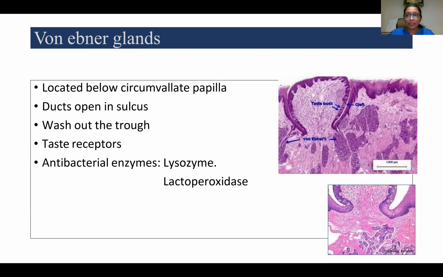Coming to the von Ebner's gland, the main function is that the ducts are going to open into the sulcus and wash through the taste receptors. That is, whatever taste is perceived is going to be washed out with the help of the von Ebner's gland, and the next taste can be perceived again. And these are located below the circumvallate papilla and have antibacterial enzymes such as lysozyme and lactoperoxidase.